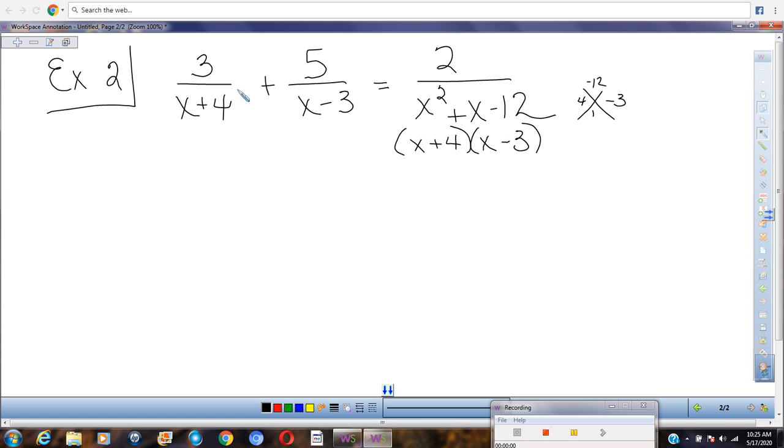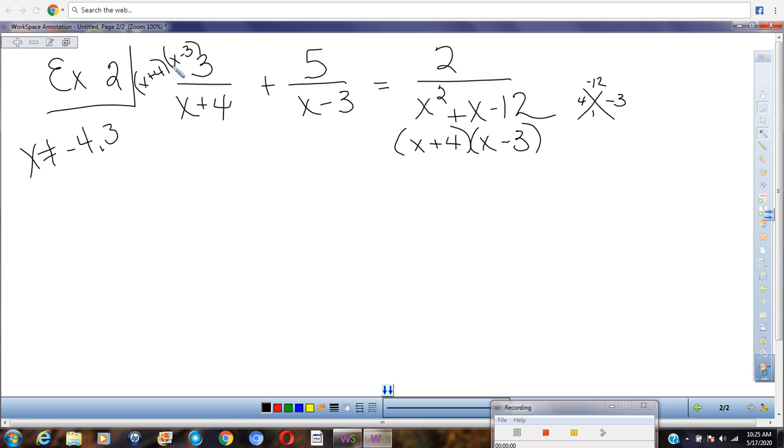Stating our restrictions. In the first one, x cannot equal negative 4. Here, x cannot equal a positive 3. In this one, it cannot equal negative 4 and positive 3. All right, now we have to determine what's our common denominator. Well, out of these, we have a factor of x plus 4. I'm going to put that here. That takes care of both of these. And we have a factor of x minus 3. All right.